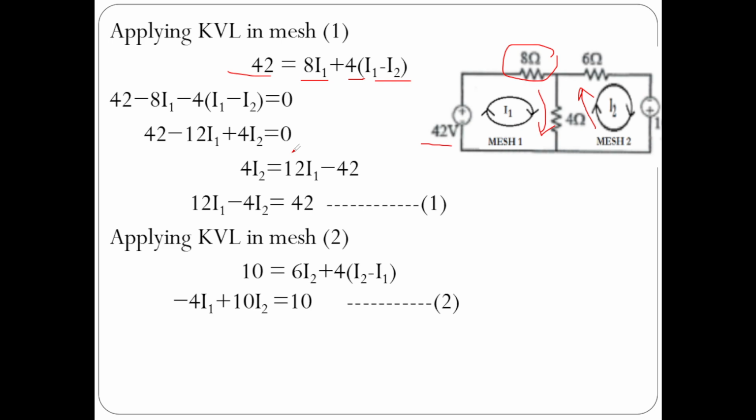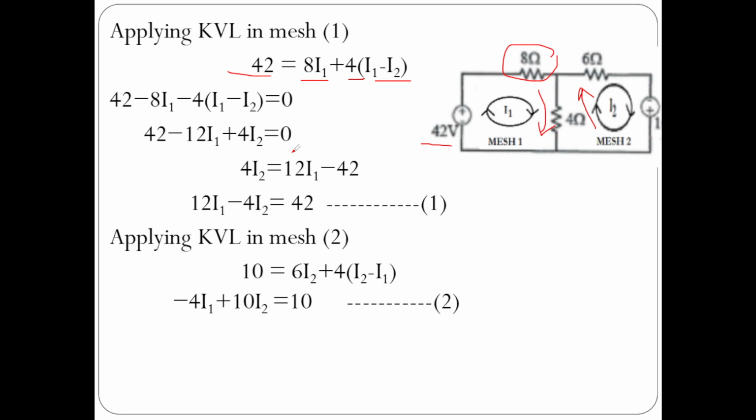What is the voltage in 4 ohms? This 4 ohms is in between two meshes. Therefore, see the direction of current beside this resistor. This is downward, this is upward. Since we are in mesh 2, I2 minus I1, the differential current, will flow through 4 ohms. Just simplify it, you will get minus 4 I1 plus 10 I2 equal to 10. Consider it as equation 2. Now solve equations 1 and 2 to determine I1 and I2.